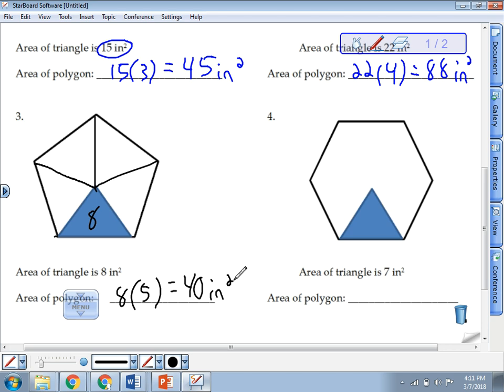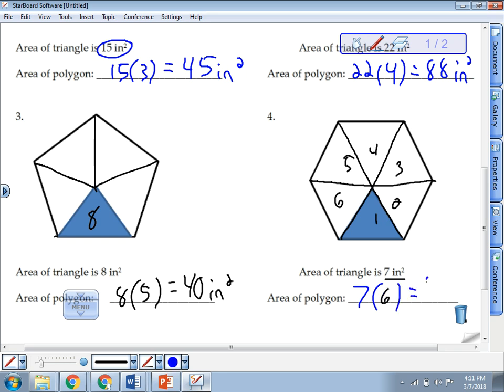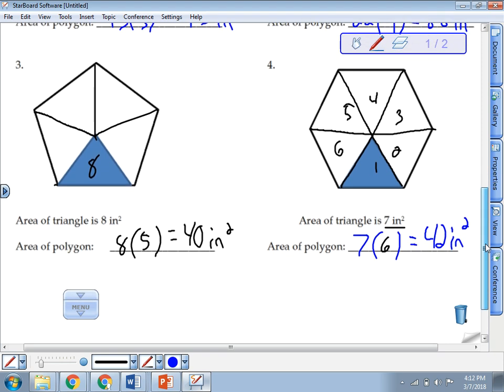And then the last one. When you connect these, you can see that in this hexagon there will be 6 of these equal sized triangles: 1, 2, 3, 4, 5, 6. If one of them is 7 square inches, I take my 7 and multiply by how many there are. There are 6 of those, and that gives me my final answer: 7 times 6 is 42 square inches. So that's how the technique works.